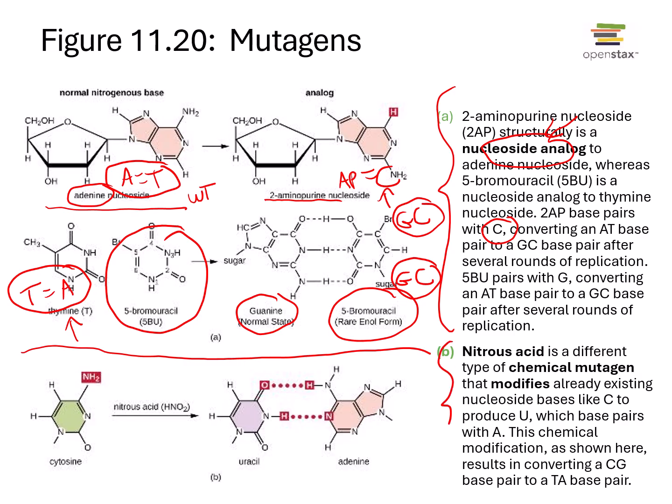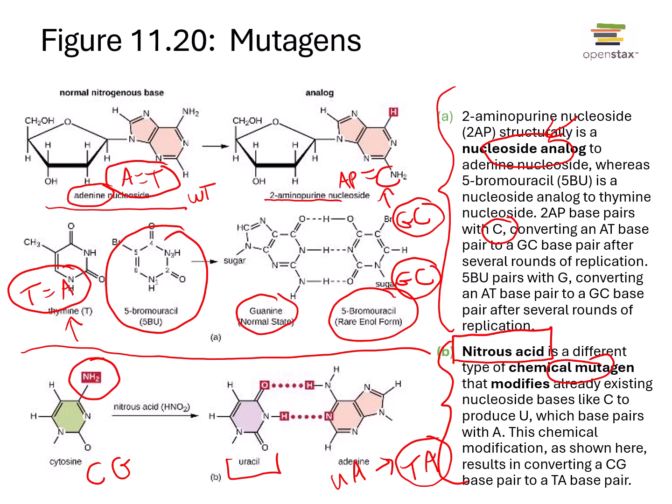Down here, we have a different type of mutagen. These are chemical mutagens, and in particular, for this example, we have nitrous acid. Nitrous acid chemically modifies cytosine, forming uracil. So whereas we used to have some kind of CG pair, over time this will become UA, which actually becomes TA. It becomes a TA base pair.